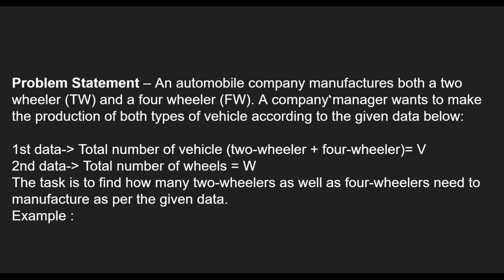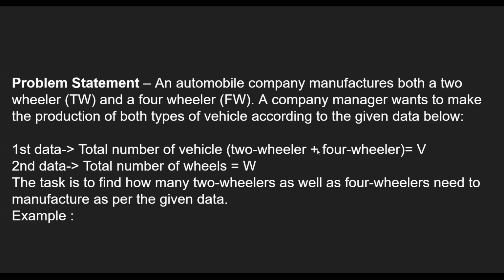So it is given that कंपनी दो टाइप के व्हीकल बना रही है, एक टू व्हीलर और एक फोर व्हीलर है. And second data is given to us, the total number of wheels, how many wheels we have, it is also given to us. The task is to find how many two-wheelers as well as four-wheelers need to be manufactured as per given data. So here it is asked you to identify how many two-wheelers and four-wheelers can be manufactured by the given data. For example, what is given to us? Total number of wheels and total number of vehicles.